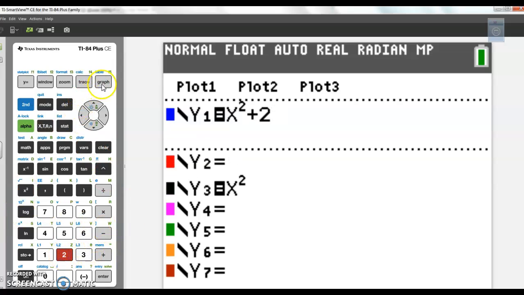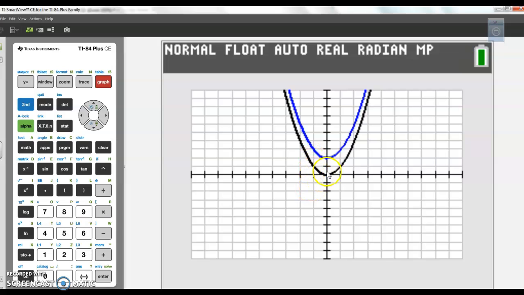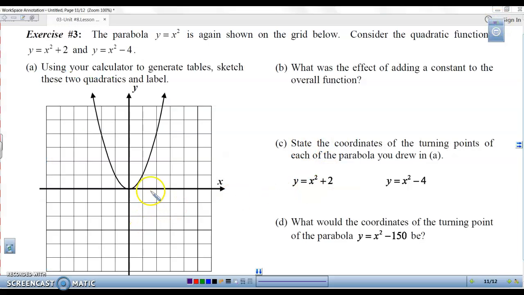All right, if I graph this, the black one is the original, the blue one is x squared plus 2. What happened to the parabola? Well, it shifted. This is 0, 0. It went up 2. And let's see if we can reproduce that on the paper. So this is 0, 0. The original, go up 2. 1, 2, puts me right there. This point right here, up 2, 1, 2, puts me here.